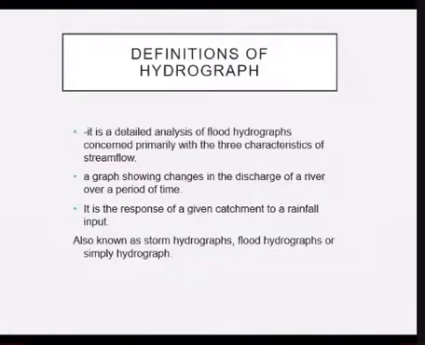We are now on hydrograph, the last part. Definition of hydrograph. It is a detailed analysis of flood hydrograph concerned primarily with the three characteristics of stream flow. A graph showing change in the discharge of a river over a period of time. It is the response of a given catchment to a rainfall input, also known as storm hydrograph, flood hydrograph, or simply hydrograph.